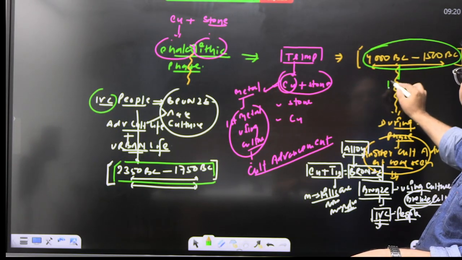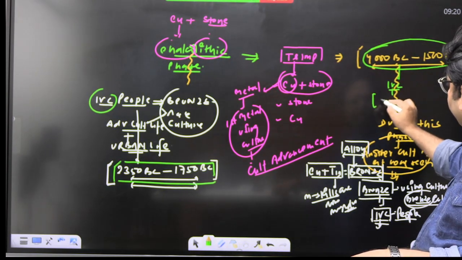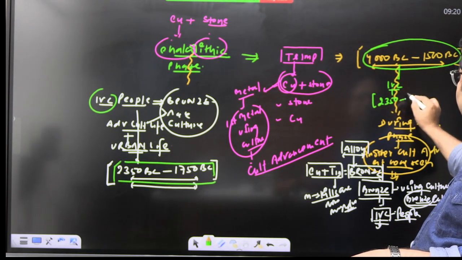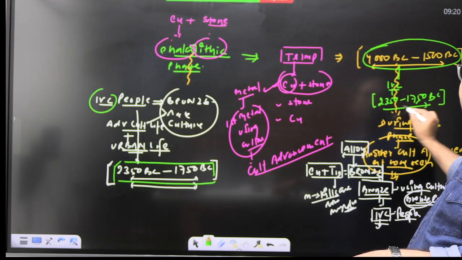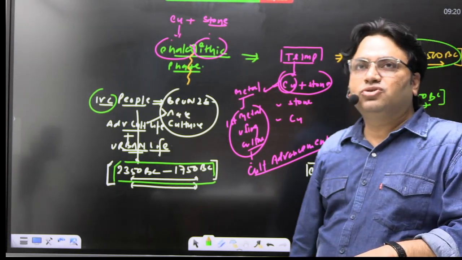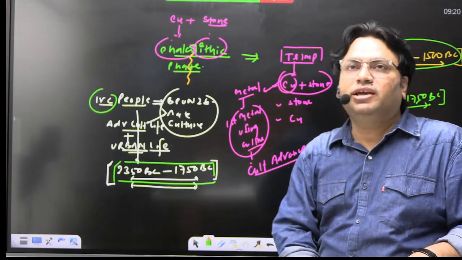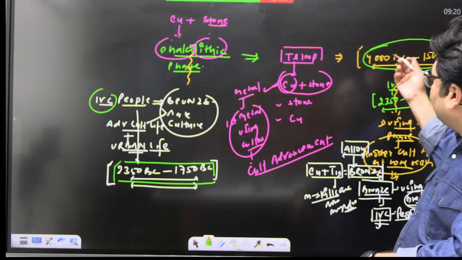And what is the IVC period? IVC देखो, इसके बीच का टाइम पीरियड है, 2350 BC to 1750 BC period. Got it? ठीक है. So this is during this Chalcolithic age. I will discuss the concepts later.